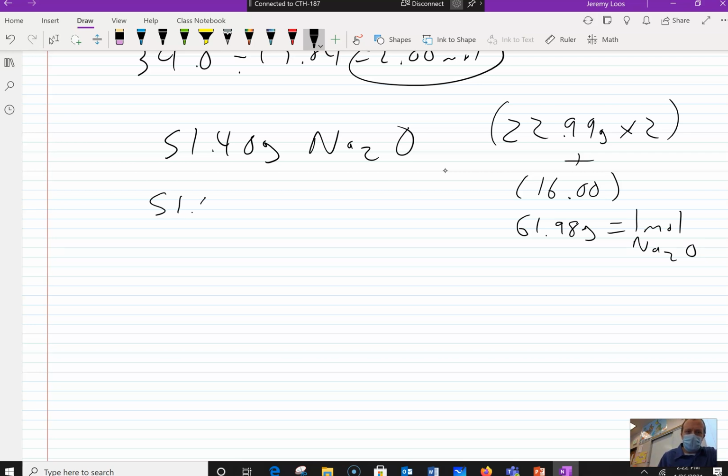So it's just like the last one, 51.40 grams. Always start up here with what you're trying to convert. Do the what goes up must come down rule. And it is, okay, before we even go any further.